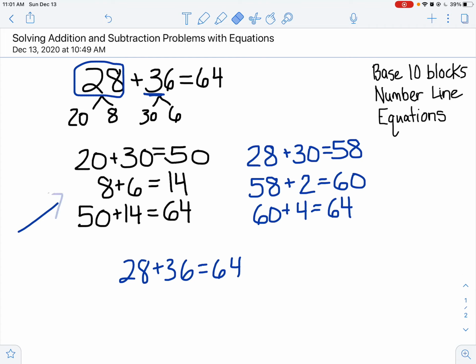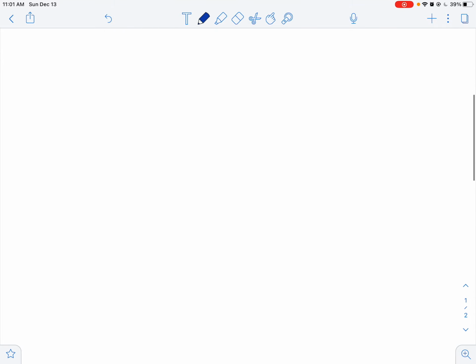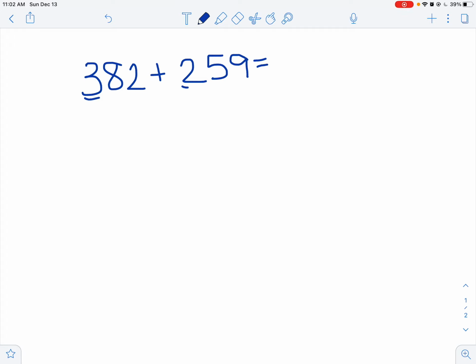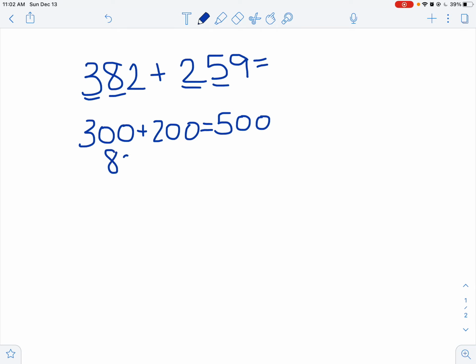Okay? Let's take a look at one more with 3 digits for addition and then take a look at how we can show subtraction with equations. So let's say I have 382 plus 259 that I'm adding. Okay? Once again, I'm going to do my partial sums. So I'm going to look at my hundreds first. I have 300 plus 200, and I'm going to show that, and that's 500. I'm going to add my 80 plus my 50 for my tens, and that's 130.